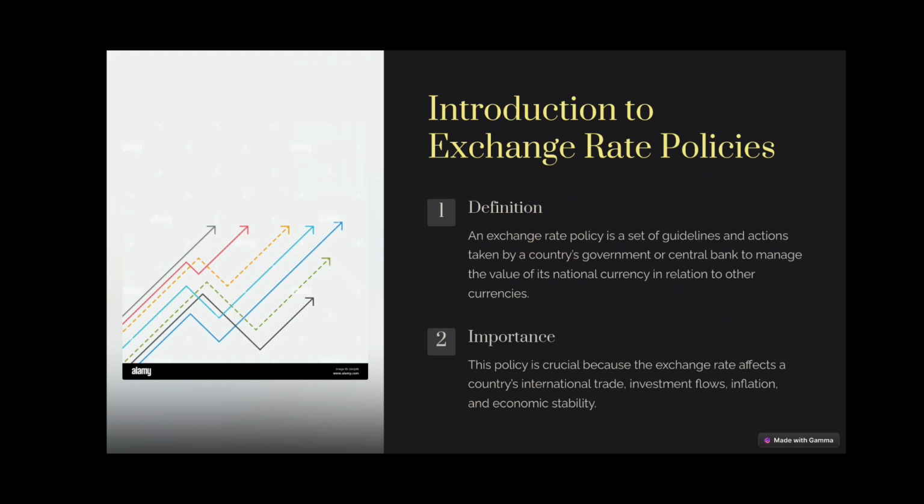About the importance, the exchange rate impacts the price of imports and exports, influencing a country's trade balance. It affects inflation rates, as changes in the exchange rate can alter the prices of goods and services. And the policy can either attract or deter foreign investments depending on the stability and predictability of the exchange rate. It's essential for maintaining economic stability, particularly in a globalized economy where countries are interconnected through trade and finance.